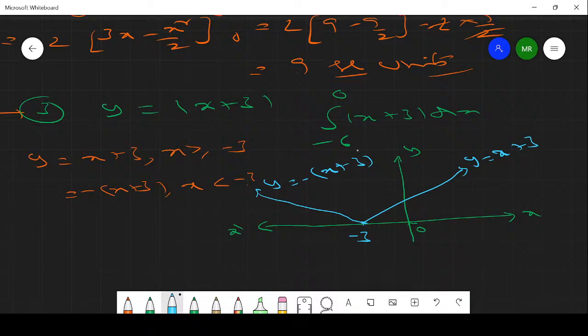They're asking, this is the sketch of the graph. Correct. They're asking the area between minus 6 to 0. So minus 6 to 0 means, for example, you can write this is minus 6 to 0, this one. That means the area they're asking is this area.